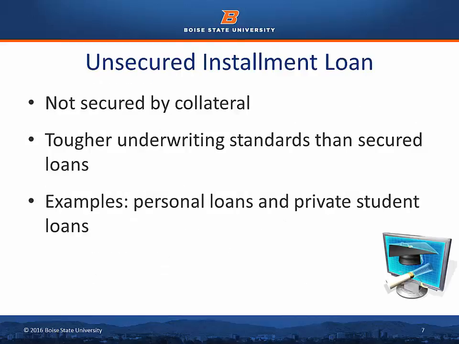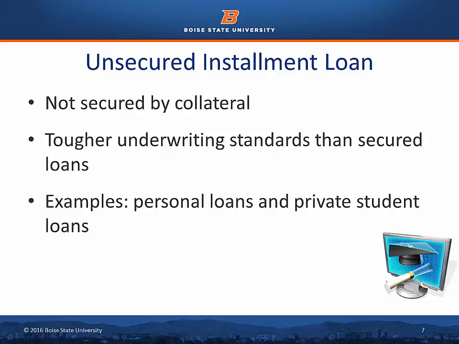An unsecured installment loan is a loan that is not secured by collateral. Underwriting standards are tougher for unsecured loans. Examples include personal loans and private student loans. Secured and unsecured installment loans are generally available only if you have good credit and a stable source of income.